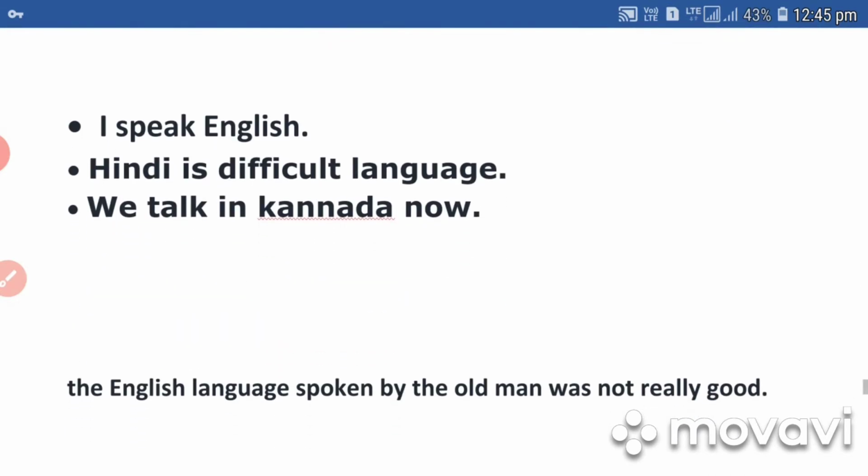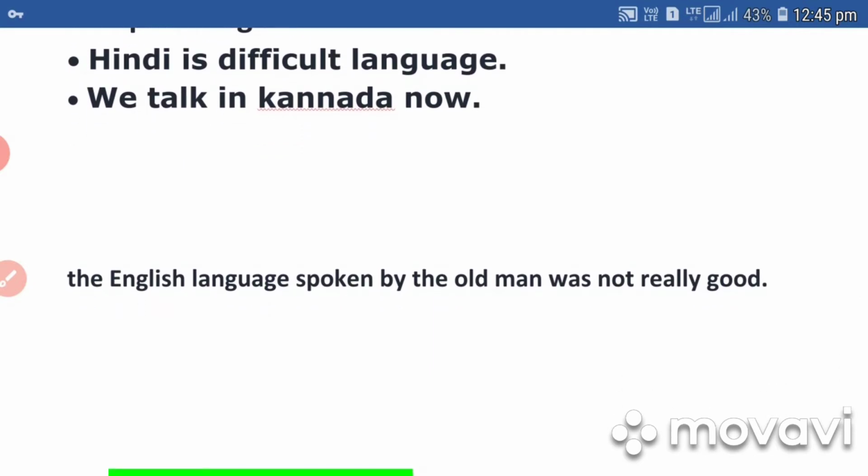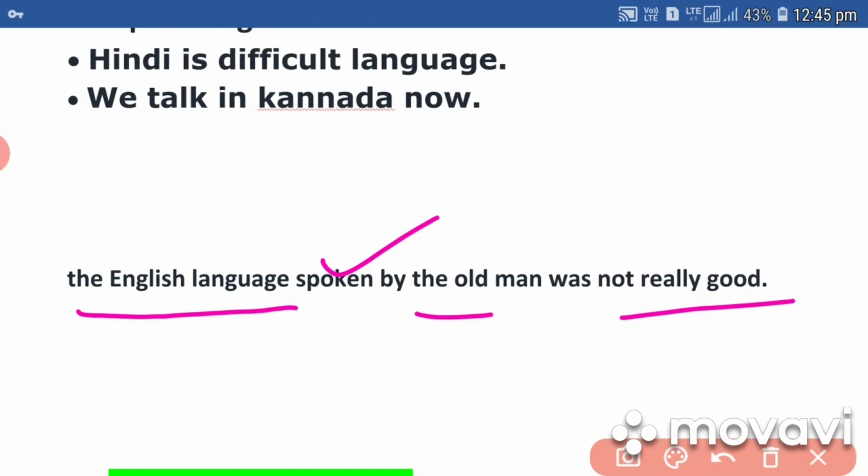But we use the definite article before names of languages in a particular sense. How is it? See, "The English language spoken by the old man was not really good." So you can find actually "the English language." When you are using the definite article, there's a reason actually. We can get clear information. Right? The English language means who has spoken that? The old man. This is the language of this old man. So we have used "the" here. "The English language spoken by the old man was not really good."